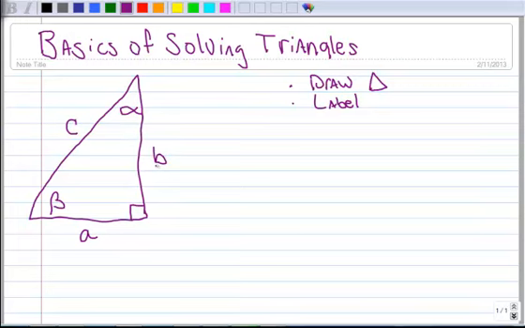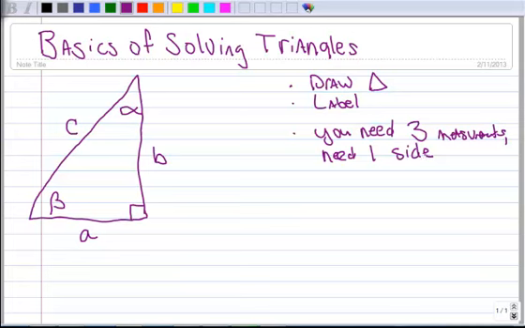So in order to solve a triangle, you need three measurements. So you can have two sides and an angle, two angles and a side. You can have any combination, except you need, let's put a comma here, you need at least one side measurement.